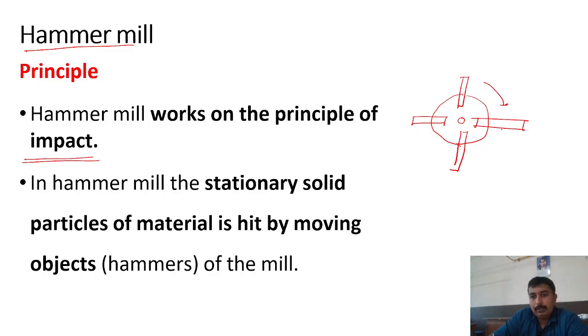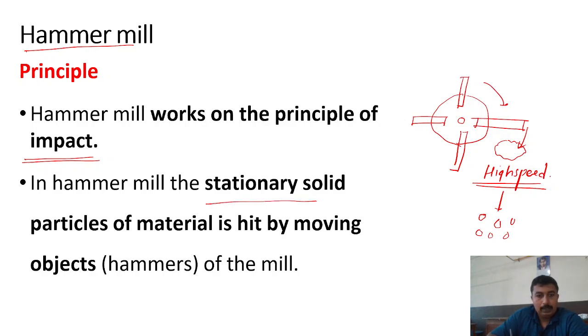at high speed, and due to the high speed rotation of the hammers, what will happen? If the particle comes in contact with the hammers, what will happen? Hammers strike the particle at high speed and result in an impact on the particle, and this impact is responsible for breakdown of the powder particle into fine powder particles. So the high speed hammer strike on the powder particles results in a breakdown of the powder particle. So a stationary powder particle is hit by a moving object. Which is the name of the moving object? Hammers. So hammers are responsible for breakdown of the powder particles.